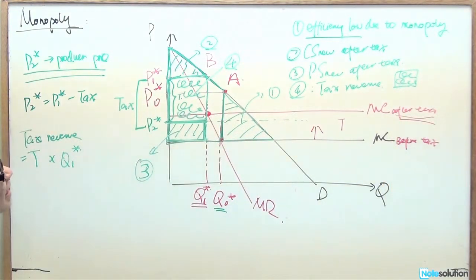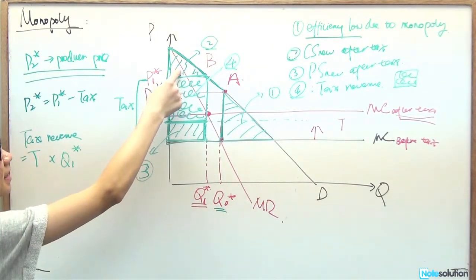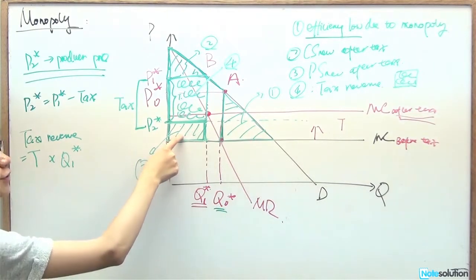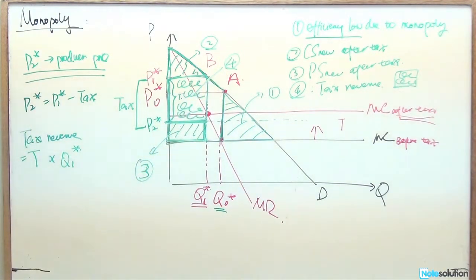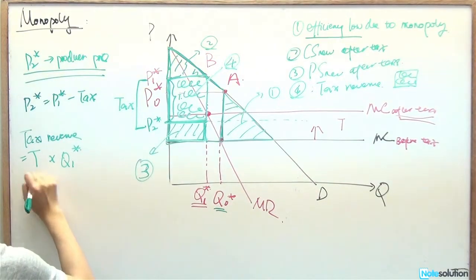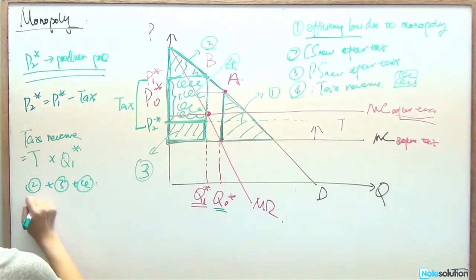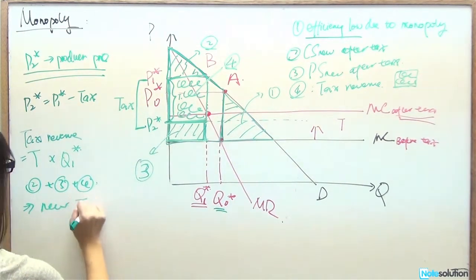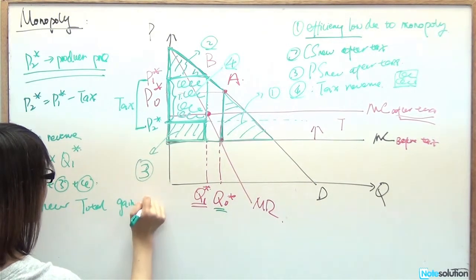So now we can see that the total gain to society after tax will be the part 2 consumer surplus plus the part 3 producer surplus plus the tax revenue, part 4. So 2 plus 3 plus 4 will be the new total gain to society.